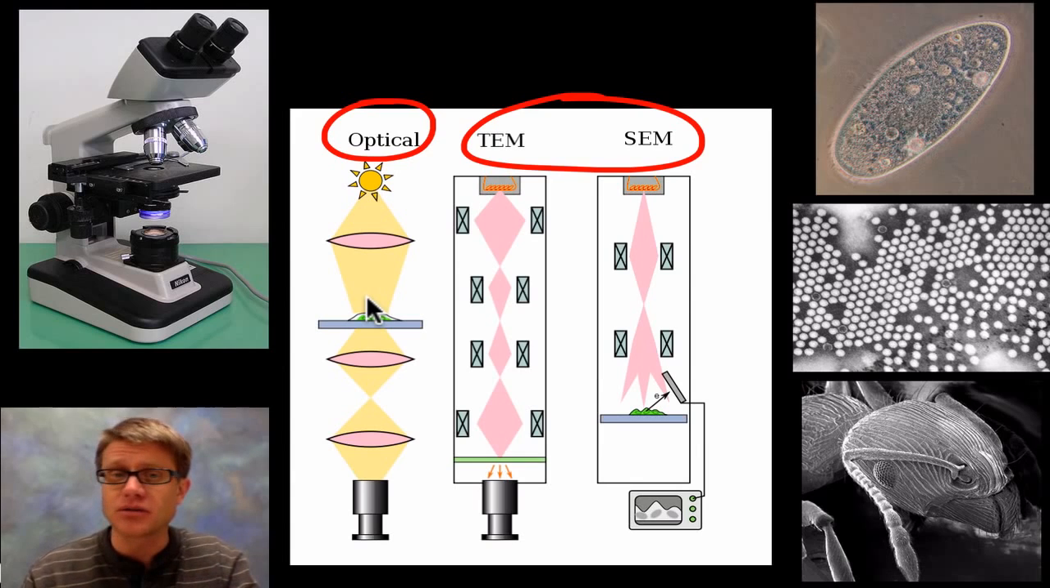If it's an electron microscope, what they're using is a number of magnets, and those magnets will be used to focus electrons, either through an image or bouncing them off an image. So we've got transmission and scanning electron microscopes.